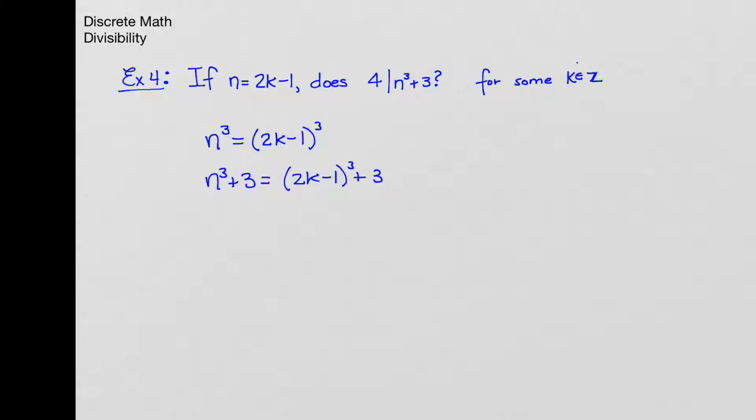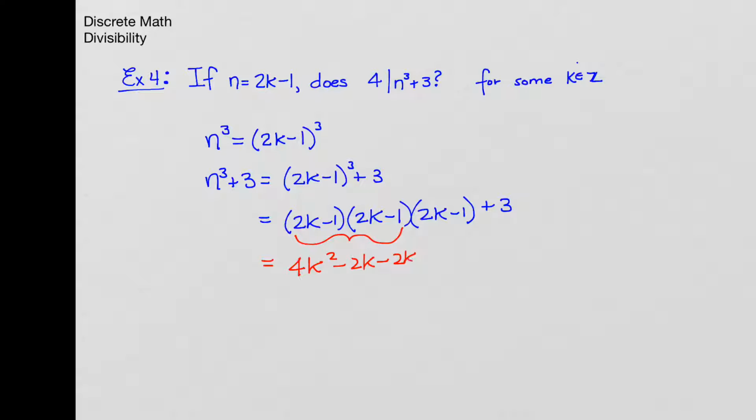Now, I'm going to have to FOIL this out, so that gives me 2k minus 1 times another 2k minus 1 times another 2k minus 1. And of course there's a plus 3 on the end. So I'll take my first two 2k minus 1s and say, well then that equals 4k squared. Outer is minus 2k, inner is a minus 2k, and the last is a plus 1. And then that's still multiplied by the other 2k minus 1, and then we have the plus 3 on the end.